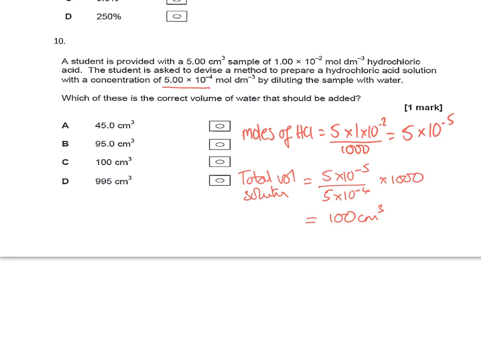But I already started out with 5 centimetres cubed, so the volume of water I need to add is going to be my total volume that I want minus what's already there, which means I need to add 95 centimetres cubed, which corresponds to answer B.